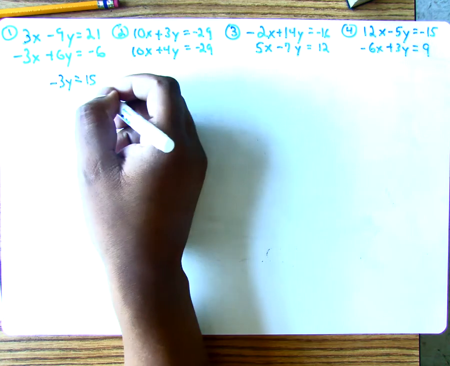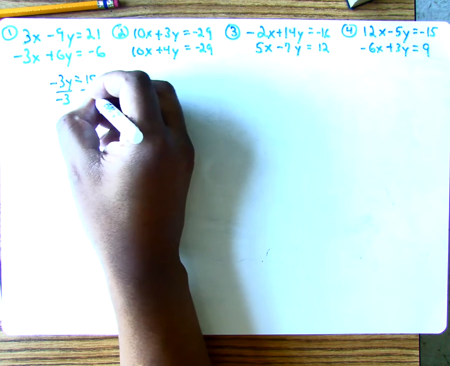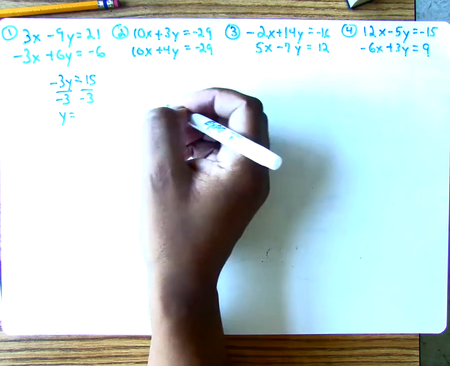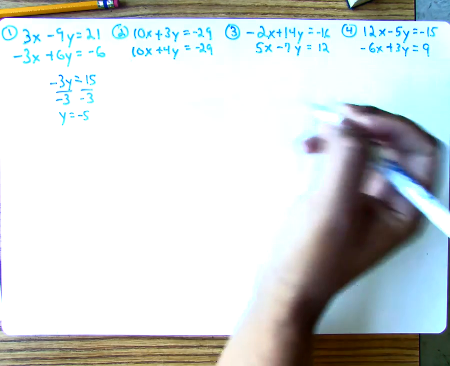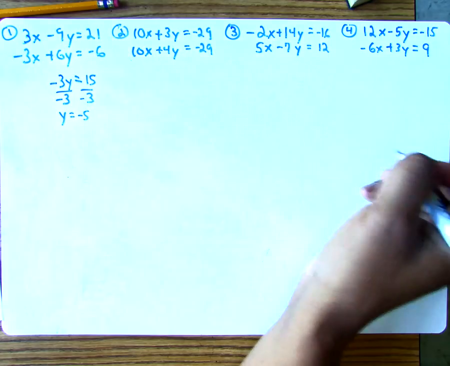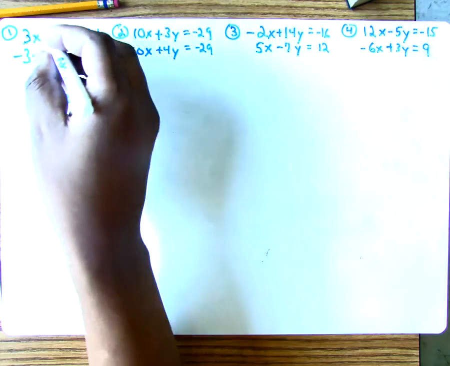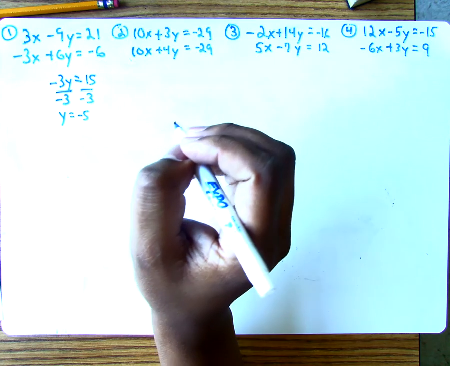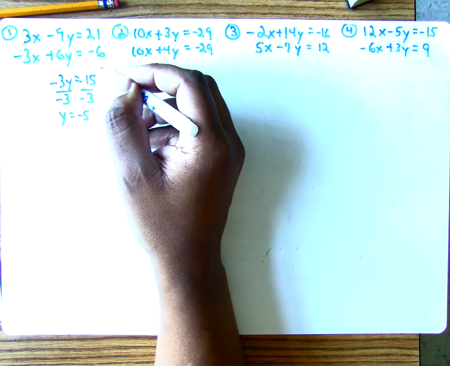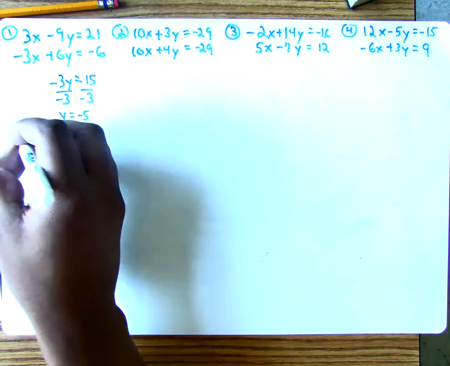Now we go ahead and solve the one-step equation from here, and y is equal to negative 5. So once we get here, we're halfway there. All we have to do is take the negative 5 and plug it back in to solve for x. And you could pick either one of these two equations to plug in. I chose the 3x minus 9y equals 21.